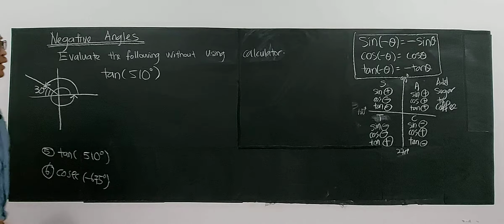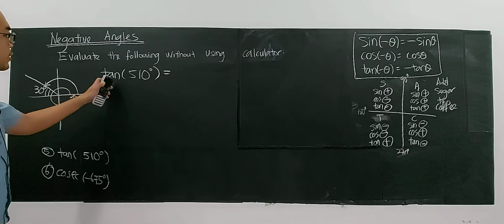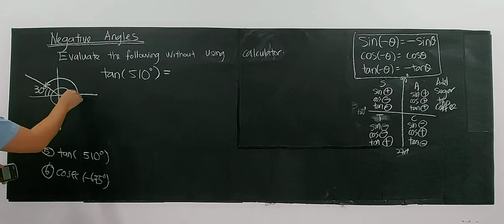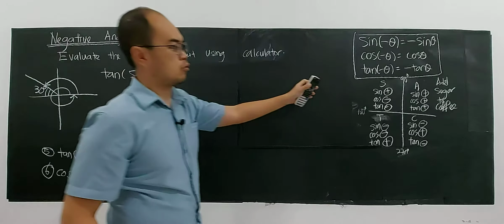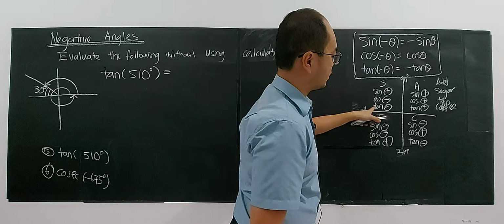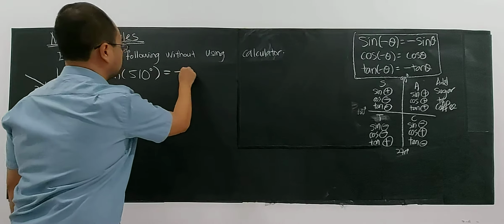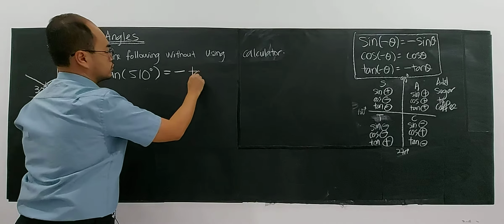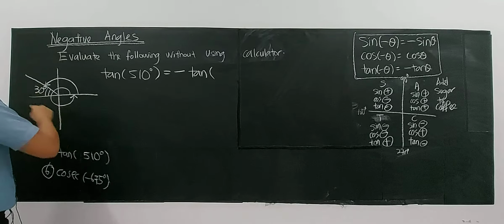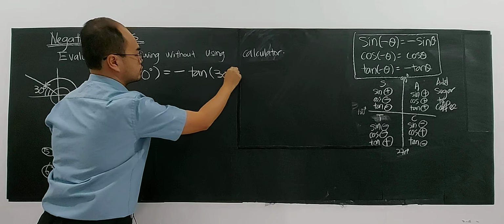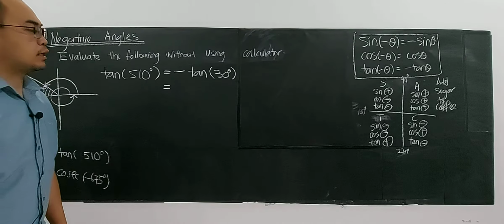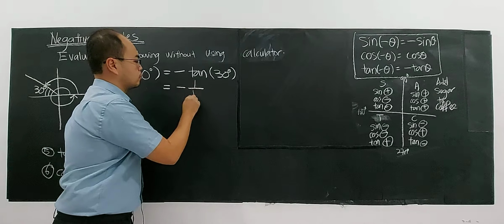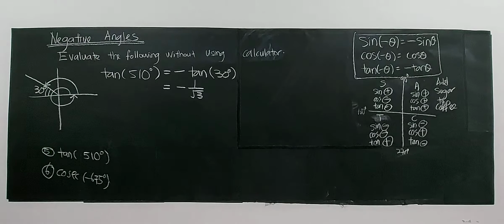And we finally reach the second quadrant for tangent. Based on the second quadrant, sine is positive, but tangent is negative. So you have to put a negative here, tangent of the acute angle, which will be 30 degrees. So now you have negative tangent 30, and tangent 30 is 1 over square root of 3. So this will be the answer for number 5.